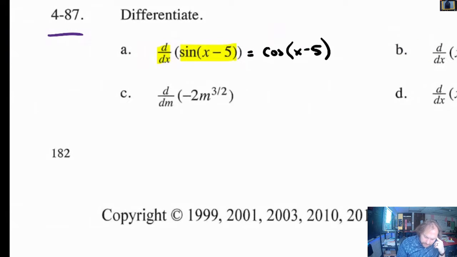Question C, a little more interesting with fractions here. You're going to have -2 times 3 over 2, m to the 1 over 2, because 3 halves minus 1 will give you 1 over 2. And now the 2's actually cancel out, and you're left with -3 m to the 1/2 power. That is the derivative.